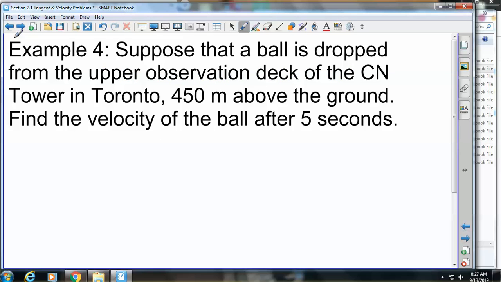Suppose that a ball is dropped from the upper observation deck of the CN Tower in Toronto, 450 meters above the ground. Find the velocity after 5 seconds.